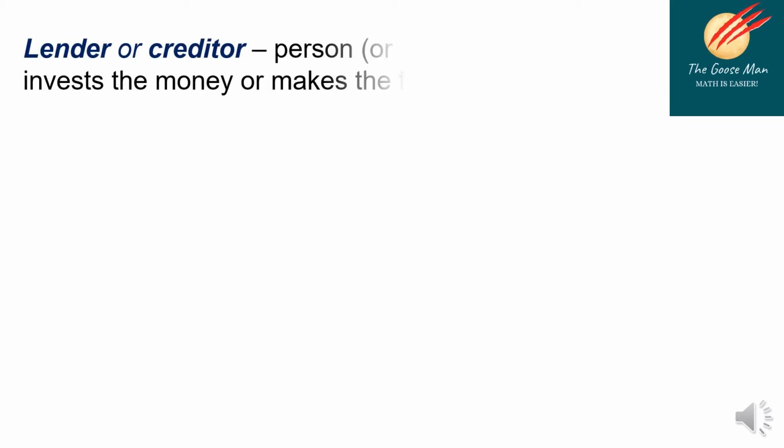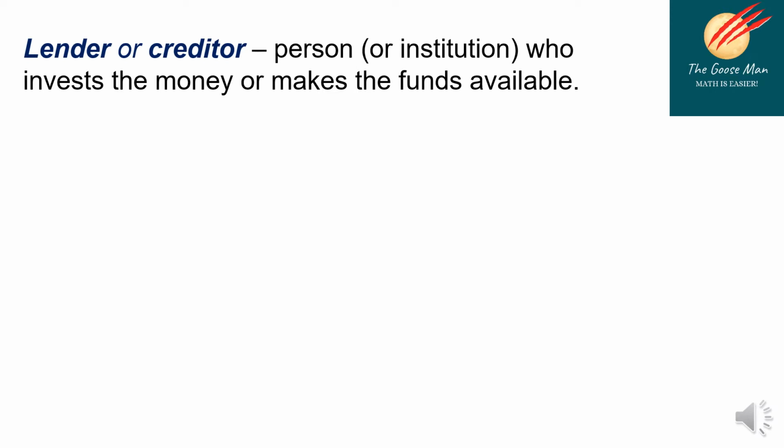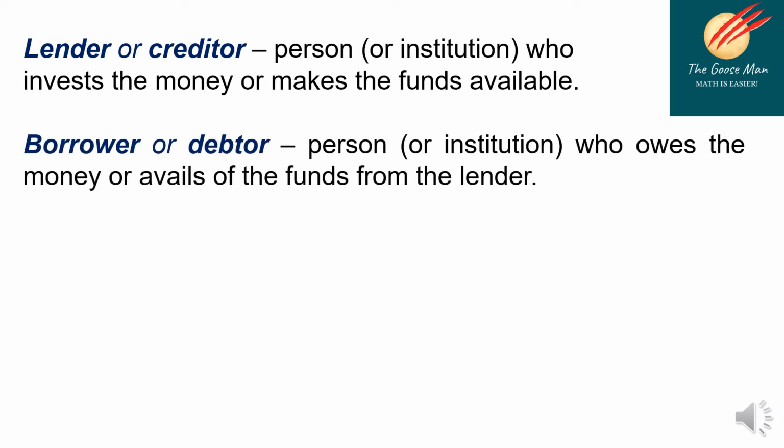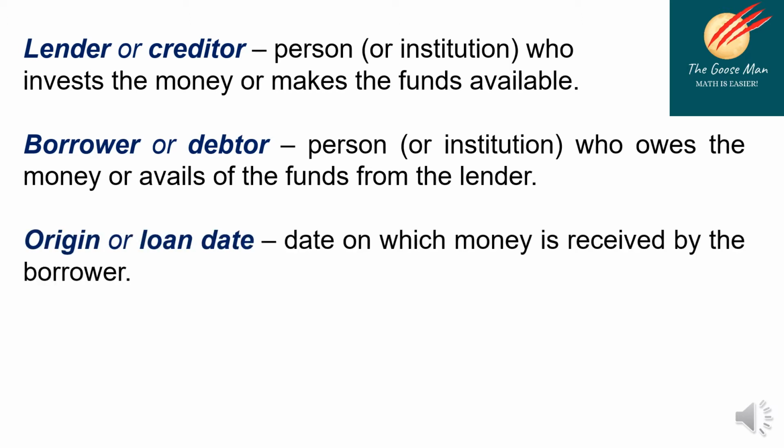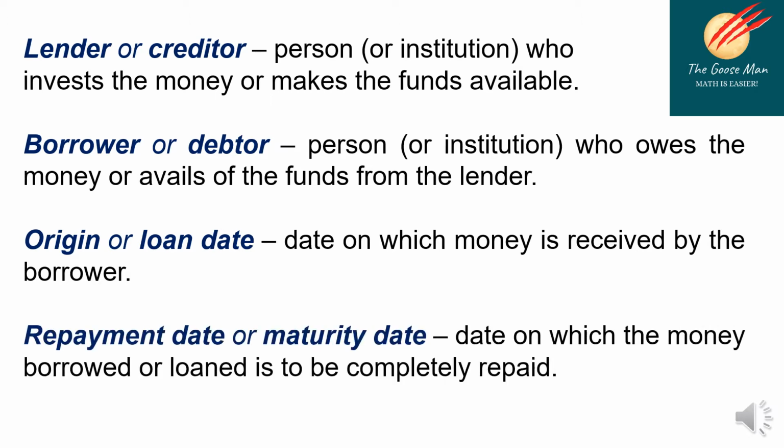Let us also have lender or creditor. This is the person or institution who invests the money or makes the funds available. While the borrower or debtor is the person or institution who owns the money or avails of the funds from the lender, the origin or loan date is the date on which money is received by the borrower, while the repayment date or maturity date is the date on which the money borrowed or loaned is to be completely repaid.